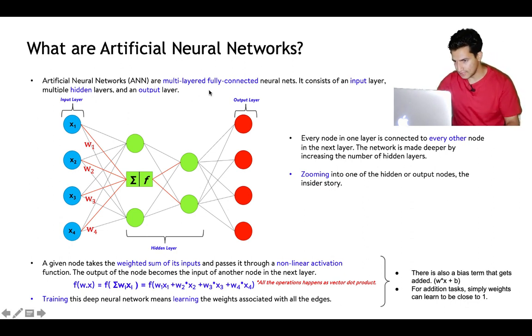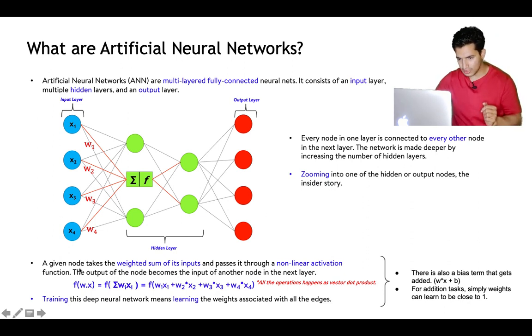Artificial neural networks are multi-layered, fully connected neural networks. That is, the first layer is fully connected to the second layer, which is connected to the third layer, and the third layer is fully connected to the output layer. It consists of an input layer, multiple hidden layers, the green ones, and one output layer. Every node in one layer is connected to every node in the next layer. The network can be made deeper by increasing the number of hidden layers, and zooming into one of the hidden or output nodes, that is, one of the neurons, we can see what happens there.